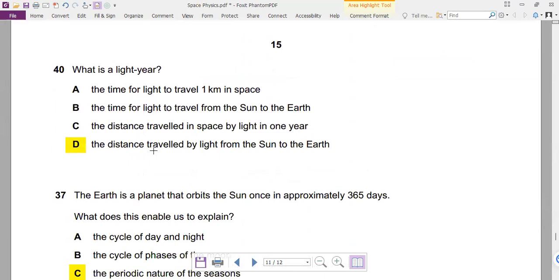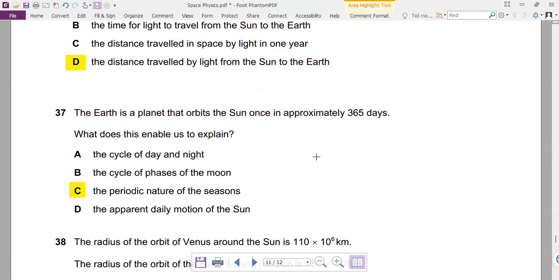What is a light year? It is the distance traveled by light from the Sun to Earth. It is not the time. Careful. The Earth is a planet, 365 days. What does this enable us to explain? The periodic nature of seasons.